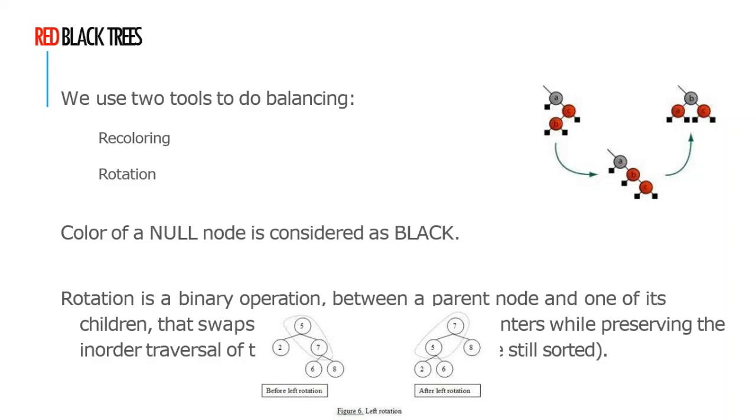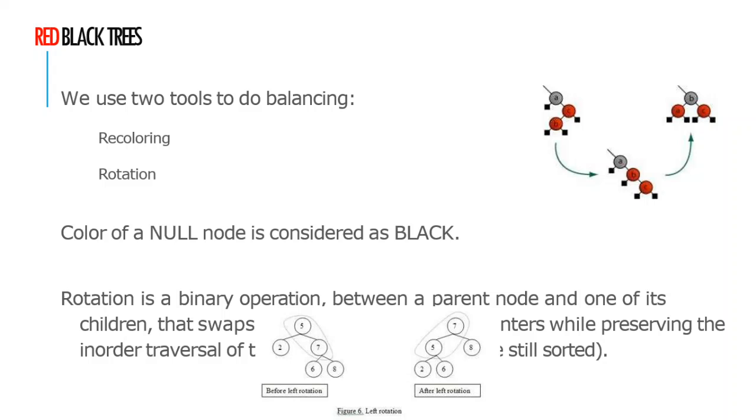Rotation is a binary operation between a parent node and one of its children that swaps in-order traversal of T. As you can see from the illustration, the sixth figure from the left side, we have 5, 7, and 8 on the right side. As you can see, this is not a good sign. If you do the calculation, we get 2, 1 minus 3, which gives us a value of 2, and we won't get appropriate properties on the red black tree.